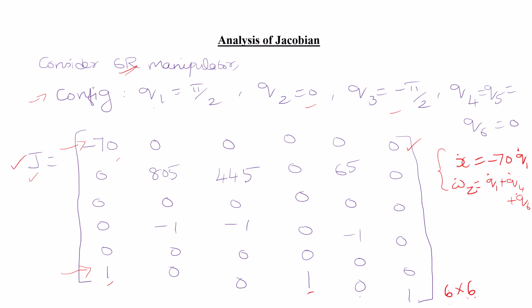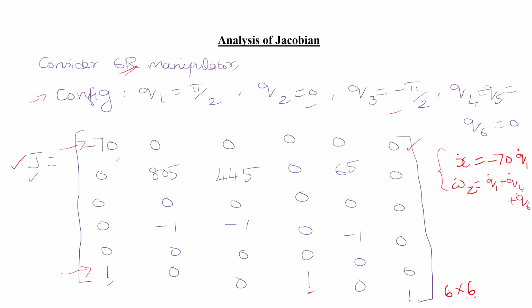And if you check the rank of this Jacobian matrix, it is equal to 4. Which means that no matter what values we provide to the joint velocities, the linear velocity in the z direction as well as the angular velocity in the y coordinate cannot be instantly modified in this configuration. Because the rank is reduced, certain components of the velocities cannot be modified.